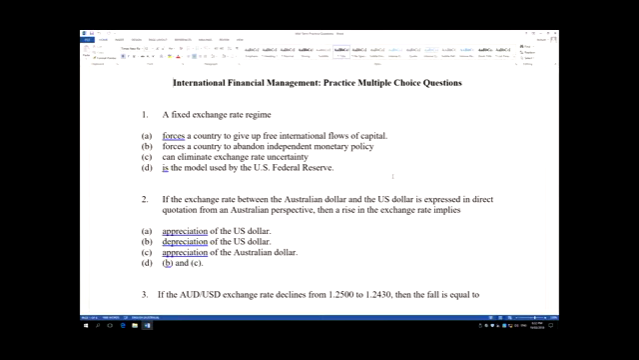What is the balancing item? The balancing item is errors and omissions, or also called statistical discrepancies, yeah? Okay, so that's our balancing account. Good.